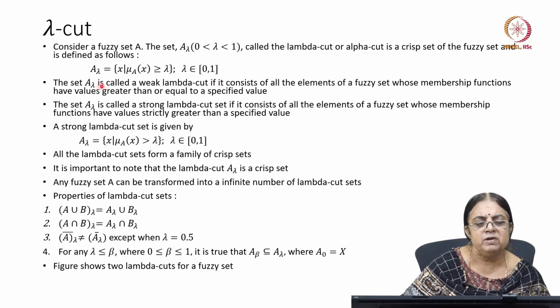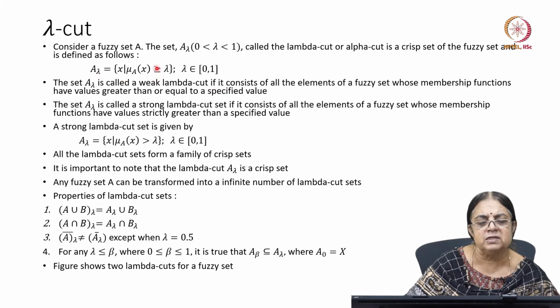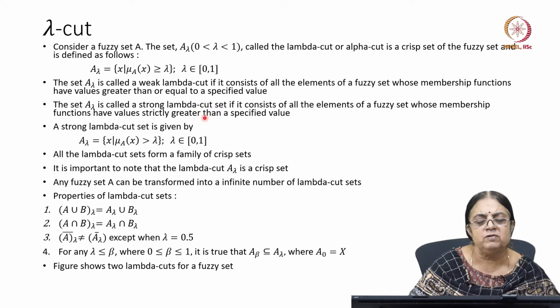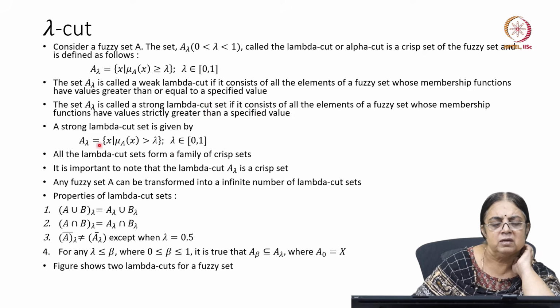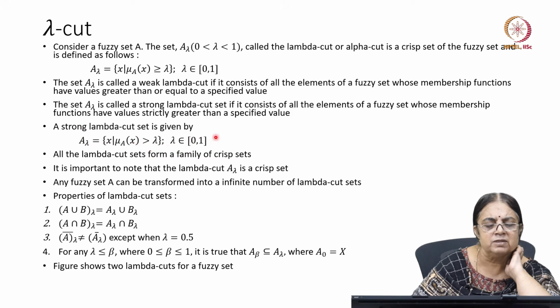So the set A lambda is called a weak lambda cut if it consists of all the elements whose membership functions are greater than or equal to as given here, right? So this is called the weak lambda cut. But suppose instead of greater than or equal to, we just keep it as greater than, okay? That is known as a strong lambda cut. That means the membership value have to be strictly greater than the lambda which we are talking about. Okay, so a strong lambda cut is given by this thing. So it's greater than lambda basically.